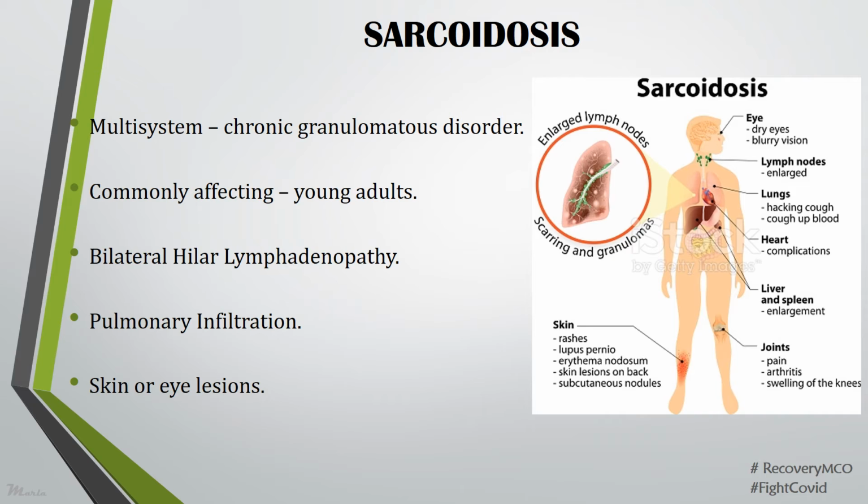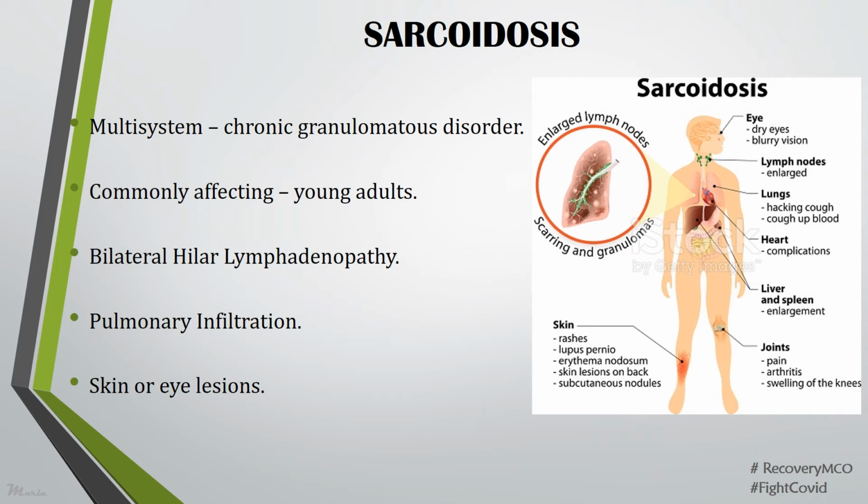Moving on to the next lesion which presents as a granulomatous disease, sarcoidosis. It is a multi-system chronic granulomatous disorder, generally affecting the young adults. A characteristic feature of sarcoidosis is the presence of enlargement of hilar lymph nodes, such that there is bilateral hilar lymphadenopathy.